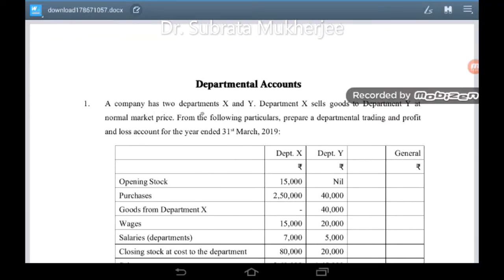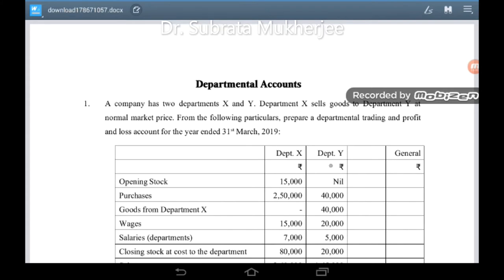At the outset, I would like to request all the students viewing my channel to note the problem in your notebook before you start. Today, I will discuss a problem on departmental accounting. A company has two departments, X and Y. Department X sells goods to Department Y at normal market price. From the following particulars, prepare a departmental trading and profit and loss account for the year ended 31st March 2019.